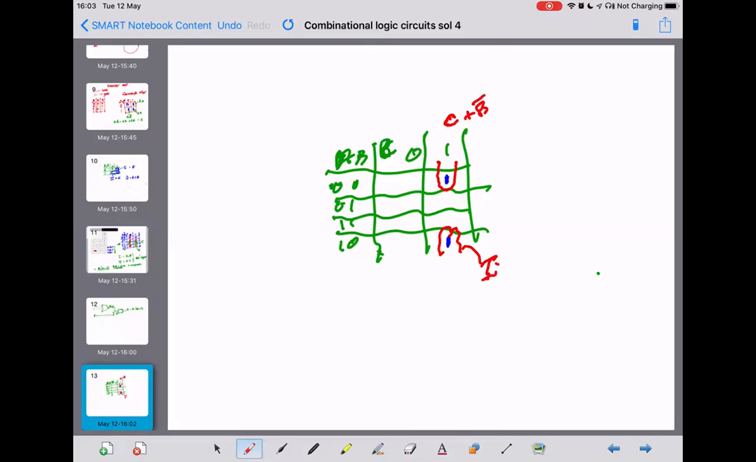So you could also pick pairs up across from top to bottom. And if you've got four ones in there, you can group all those four together. In that case, A and B don't matter, but C must be off. That's not C, that group of four. All right?